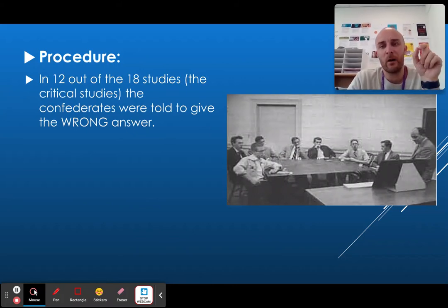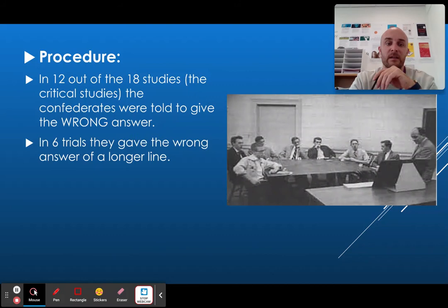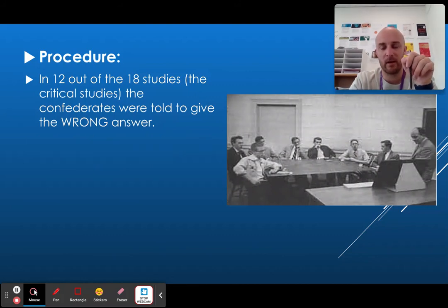So in 12 of the 18 trials, I should say. Remember, Asch went round this group 18 times with 18 different line graphs. In 12 of the 18, the Confederates got the wrong answer. These were known as critical trials, by the way. Critical trials, and absolutely write this down. Critical trials were the trials in which the Confederates purposely gave the wrong answer. The non-critical trials, I'll come to in a second.